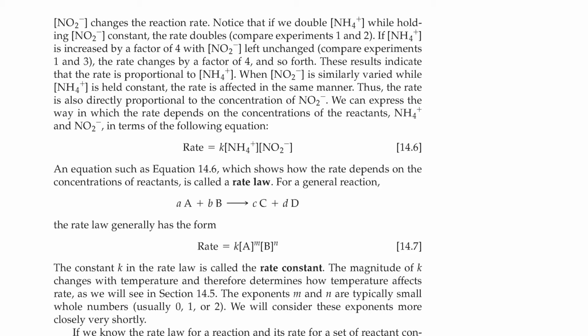The rate law generally has the form of rate equals some constant k times the concentration of A raised to the m power times the concentration of B raised to the n power. The constant k of the rate law is called the rate constant. The magnitude of k changes with temperature and therefore determines how temperature affects the rate, as we'll see in section 14.5. The exponents m and n are typically small whole numbers, usually 0, 1, or 2. We'll consider these exponents more closely very shortly.